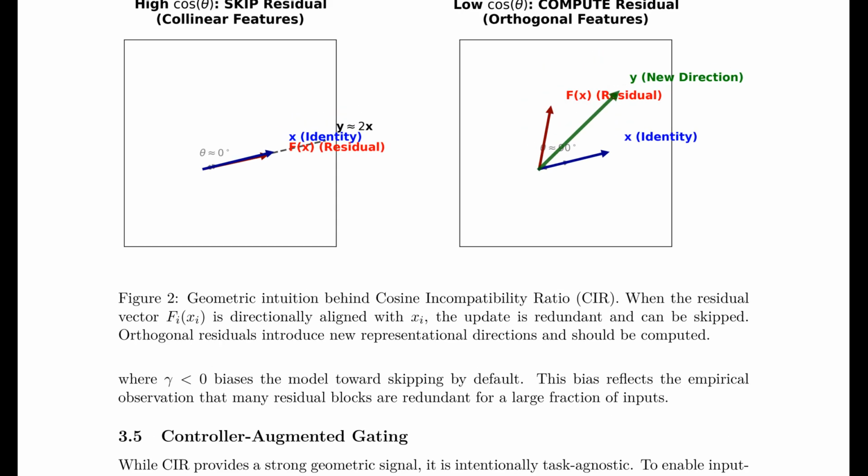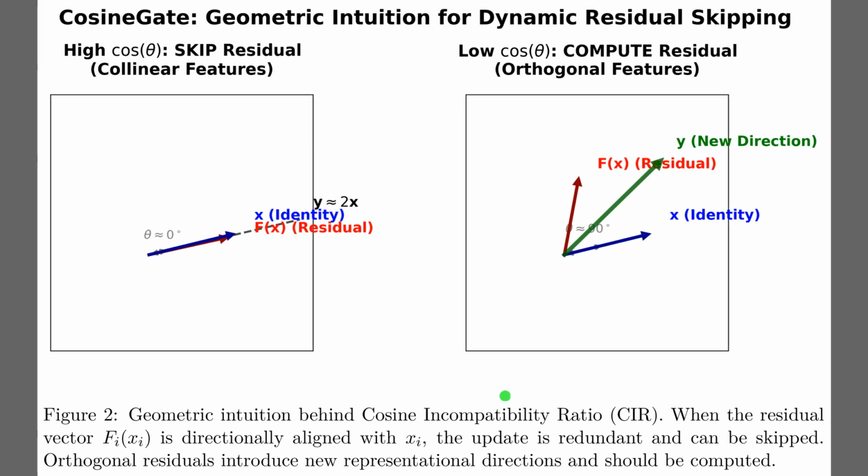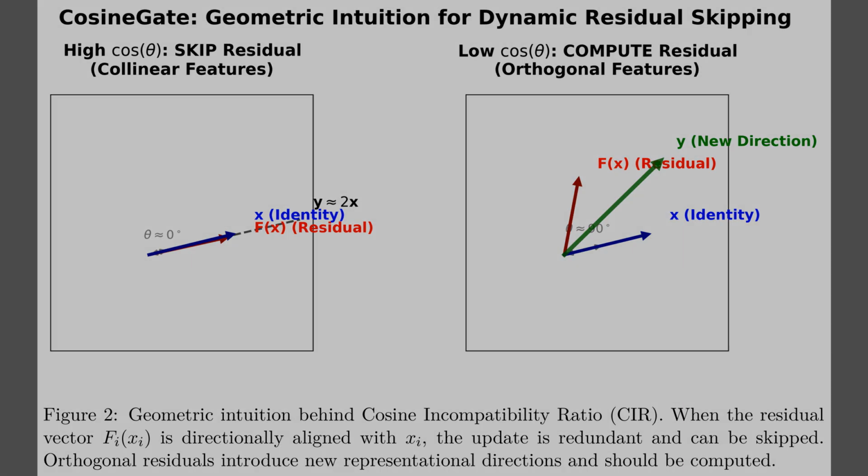Figure 2 makes the skip decision feel almost obvious. It says to run a residual block only when it changes direction in feature space. A residual update is the added vector f(x), and cosine incompatibility means 1 minus the cosine of the angle between x and f(x). The left panel shows x and f(x) aligned, so the block mostly rescales and can be skipped. The right panel shows an orthogonal update, so it creates a genuinely new direction and should be computed.